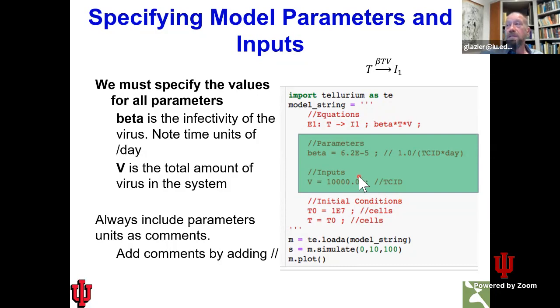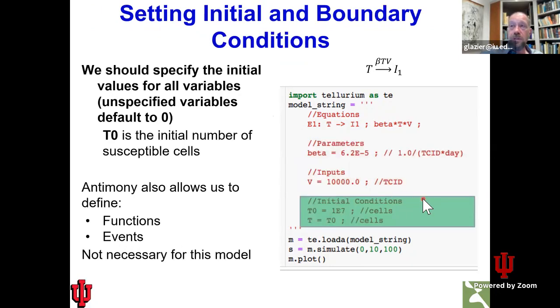Again, comments are double slash. Initial conditions, T0 initial number of cells. I'm writing T0 equals 1e7, T equals T0 rather than just T equals 1e7, because I may want to refer to the initial value later on. The variable T will get overwritten, and so I'm saving it into a parameter. And that's the basic syntax of Antimony.